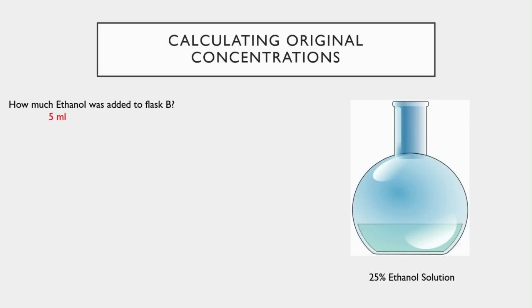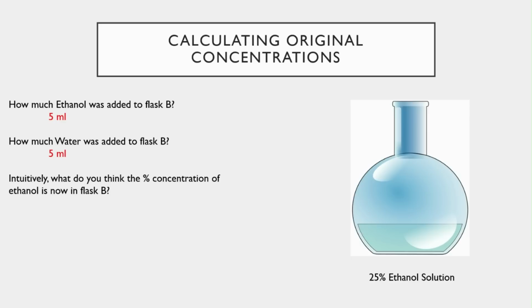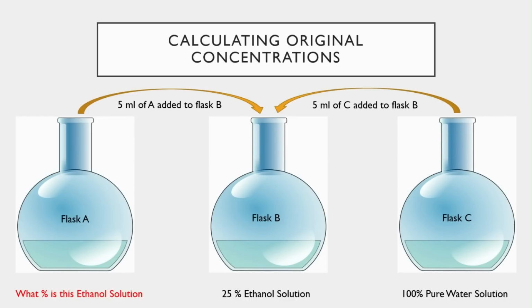Okay, so first let's figure out what we do know. How much ethanol was added to flask B? Well, 5 mLs of this ethanol solution. How much of the water was added to flask B? 5 mLs again. Intuitively, what do you think the concentration of ethanol is now in flask B? Well, it should be 25%. It's half and half. And the original ethanol flask was 50%. But what if we had to solve in reverse? So let's go ahead and do that.